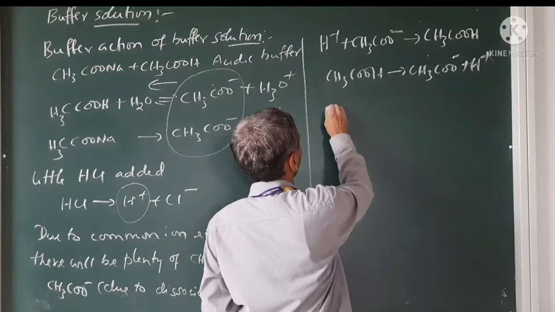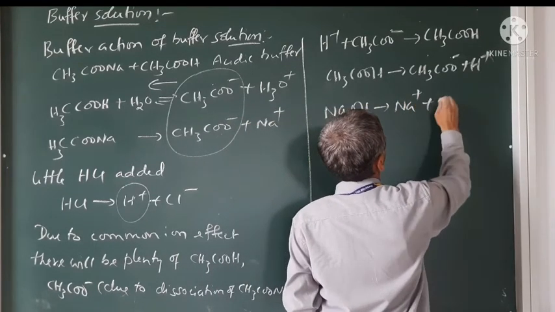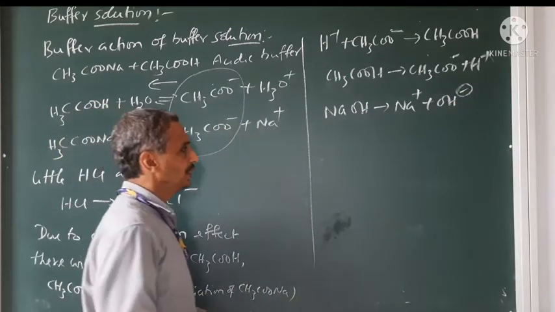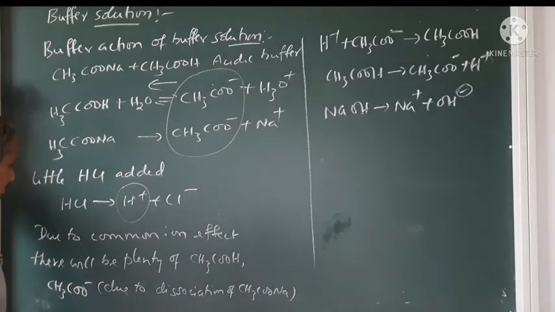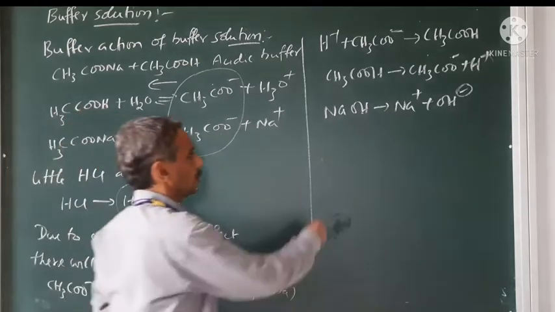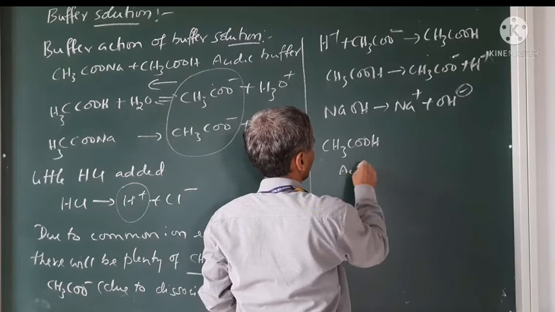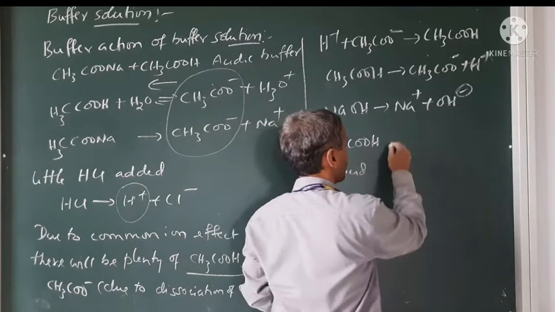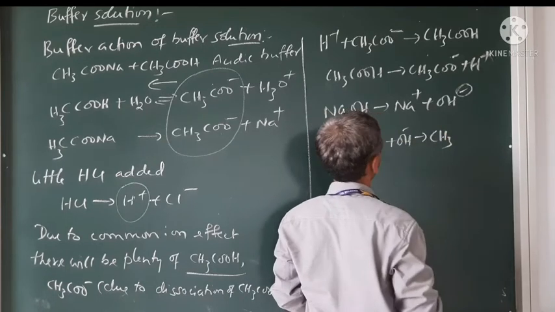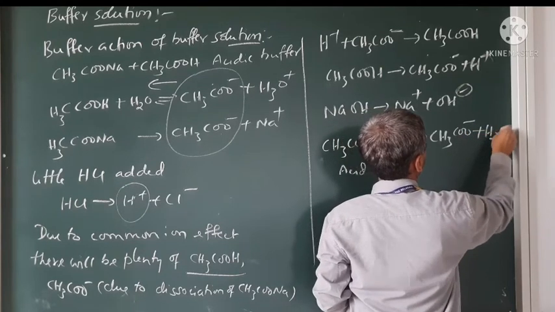Now, add the sodium hydroxide. What is that? Na+ OH- ionization will be there. See, in the solution, as already mentioned, there is plenty of acetic acid. So, acetic acid, which is in plenty, is an acid. What about OH-? It's a base. Neutralization reaction takes place to give CH3COO- and the water molecule.